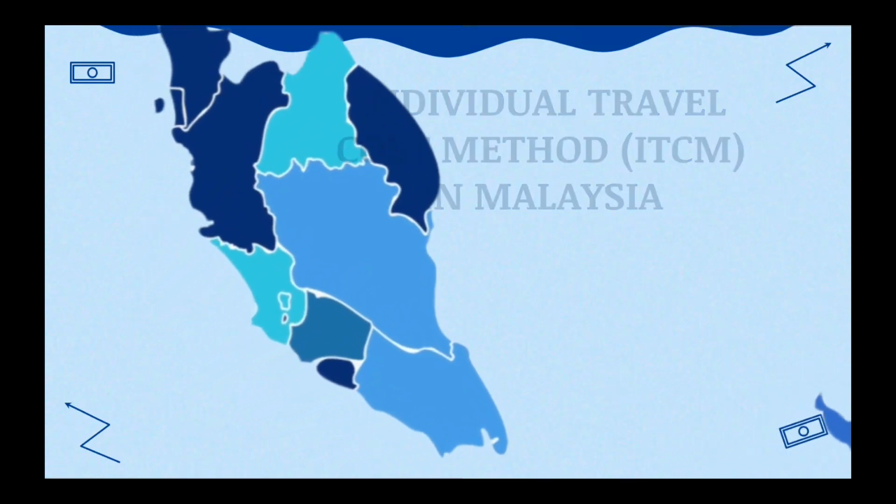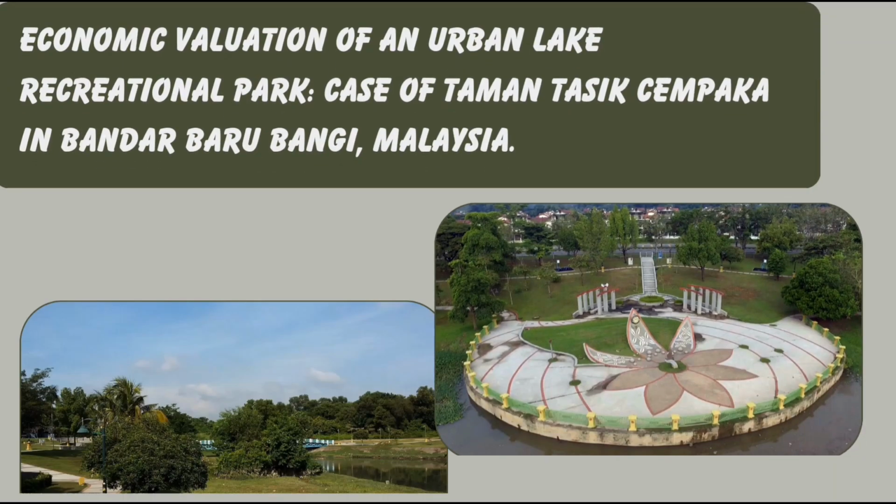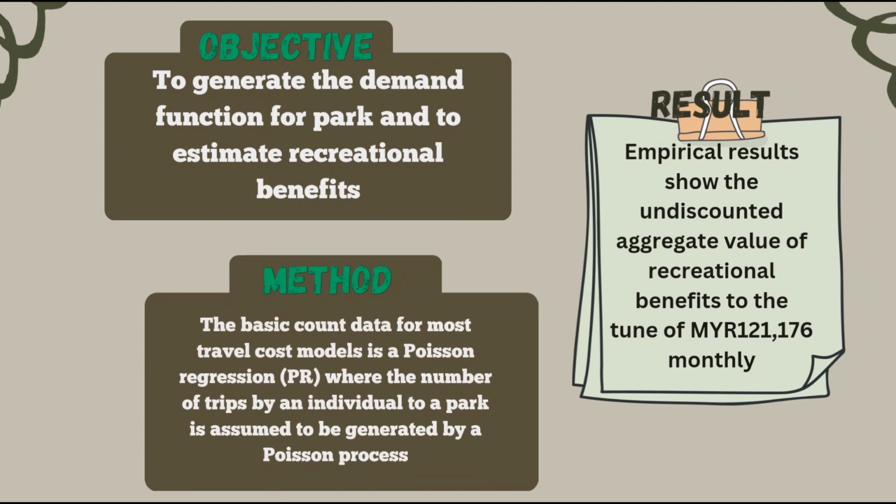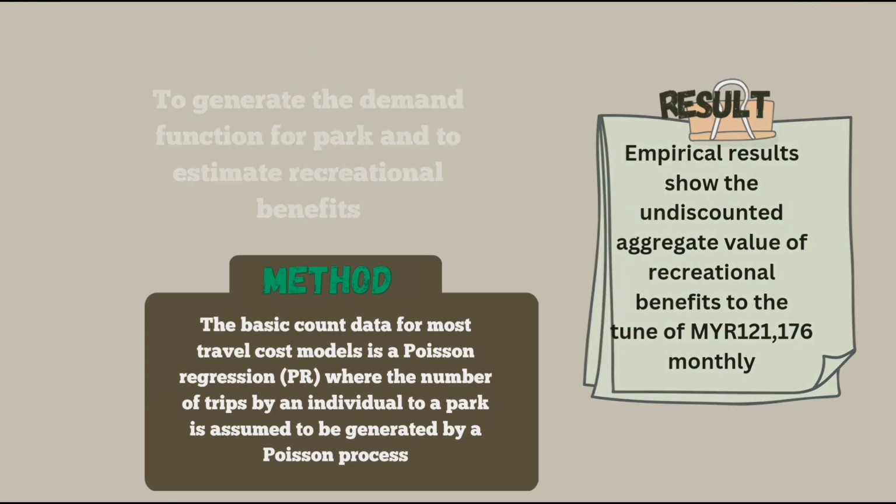Interesting. I have also come across similar research, for example, the case study of Taman Tasik Cempaka in Bandar Baru Bangi, Malaysia. Objective: to generate the demand function for park visitation and to estimate the recreational benefit. Method: the basic count data for most travel cost models is a Poisson regression, where the number of trips by an individual to a park is assumed to be generated by a Poisson process. Result: an empirical result shows the undiscounted aggregate value of recreational benefit.